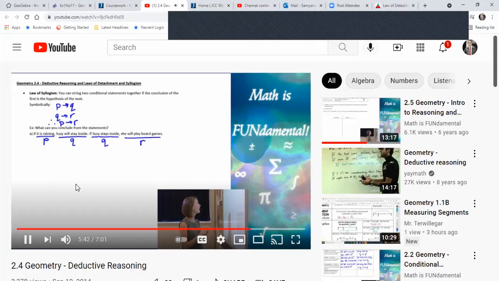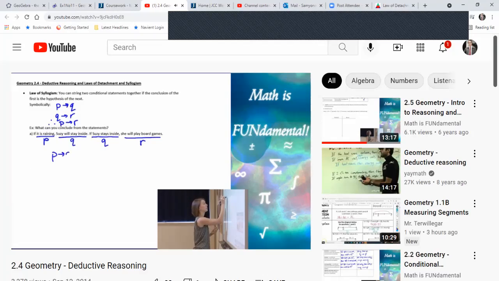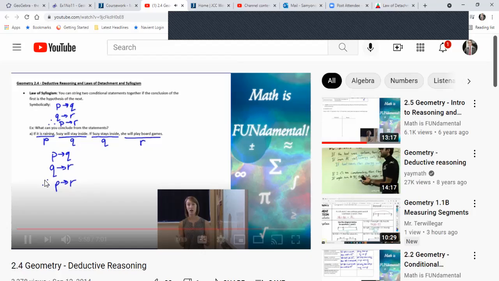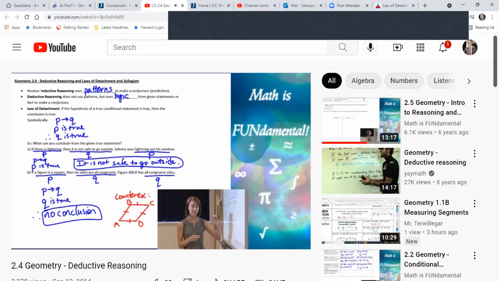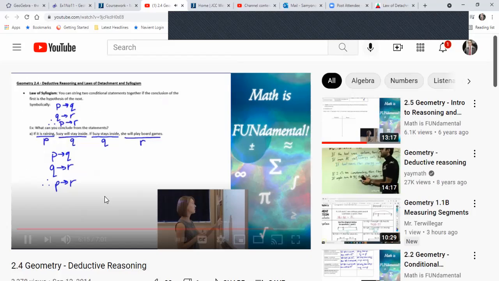So I have if it is raining, Susie will stay inside. I have P then Q. Then I have if Susie stays inside, she will play board games, which is Q then R. This fits our law of syllogism. So my conclusion should be a conditional statement, P then R. Now notice if we were using the law of detachment in the last example, our conclusion was not a conditional statement. If we look back, it is not safe to go outside is not an if-then statement. It's just the conclusion part. But for the law of syllogism, we want our conclusion, or what we want to conclude from these statements, to be a complete conditional statement.